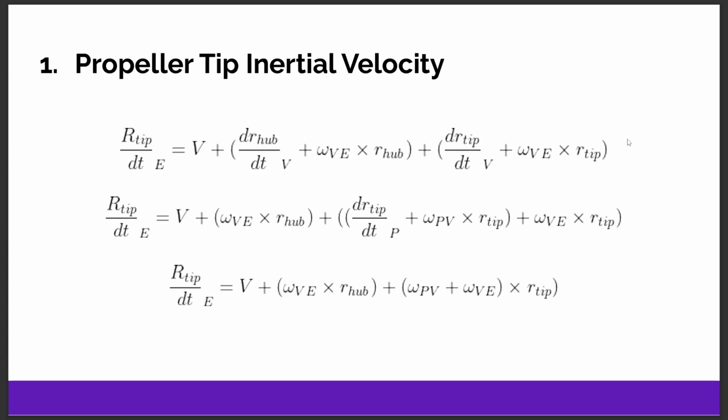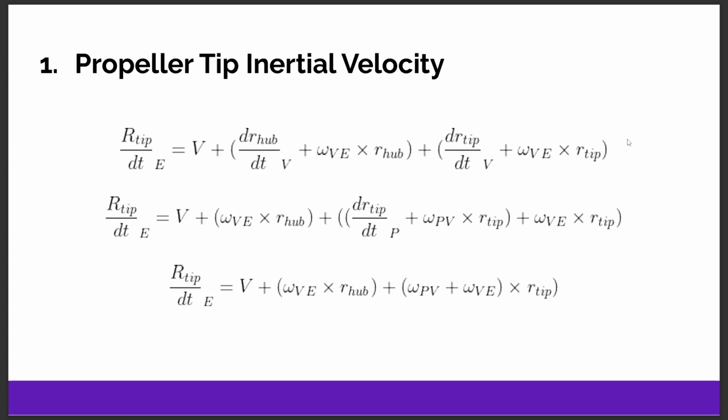and this is why dr tip over dt with respect to V is actually equal to dr tip over dt with respect to P, the propeller, plus omega PV, the rotation vector of the propeller with respect to the body frame, cross r tip. So dr tip over dt with respect to P is going to be equal to 0 here again because it is a rigid body. The position vector of the propeller tip with respect to the hub is going to remain the same over time, so that derivative is equal to 0.